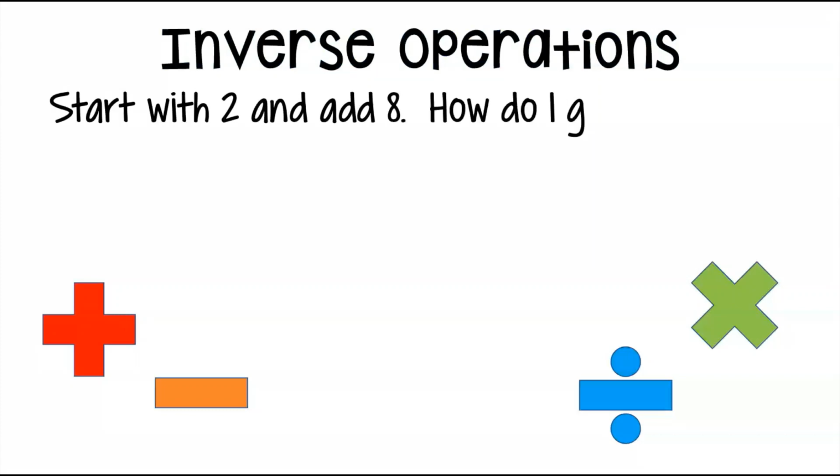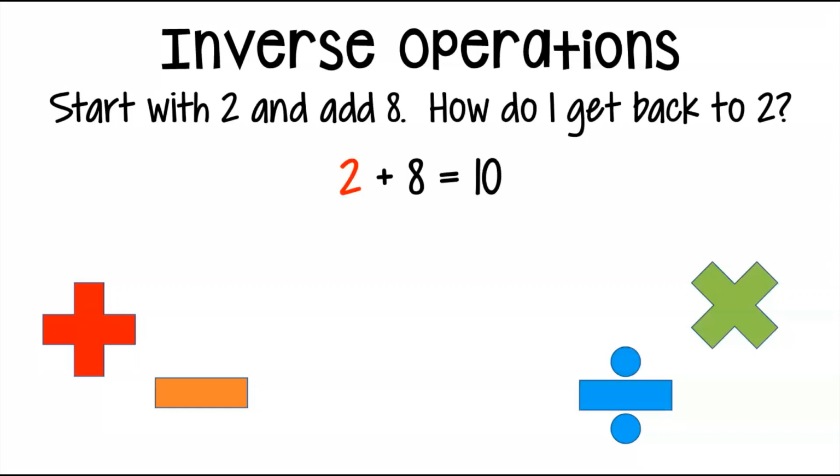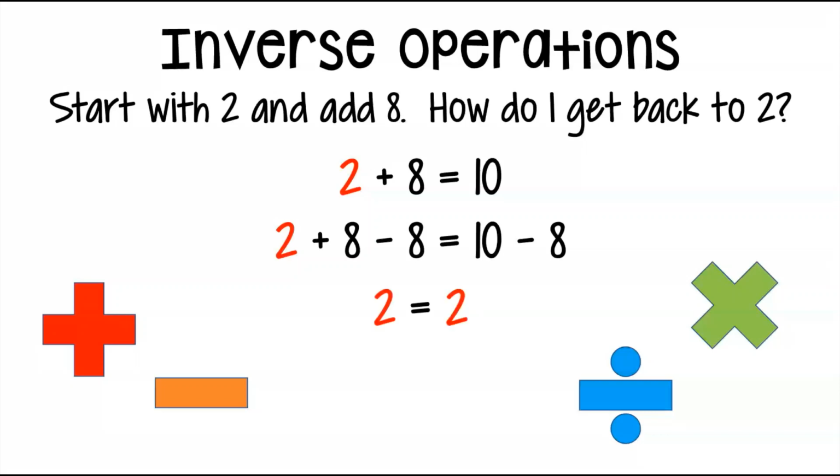Start with 2, for example, and add 8. How would I get back to 2? So look at this. If I have 2, that was my original number, and I added 8 to it, I now have 10. But if I want to get back to the 2 I started with, I'd have to take the 8 away. And then you can see that that 10 will turn back into a 2. It's just a visual expression of what inverse operations look like. So again, if I started with a 2 and I added 8, to get back to the original 2, I have to subtract 8.